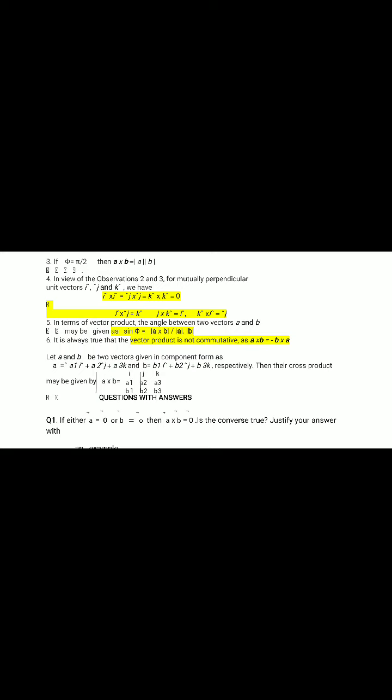Now if A and B are two vectors represented by A1 i plus A2 j plus A3 k, and vector B is equal to B1 i plus B2 j plus B3 k, then their cross product, from the above result, vector A cross vector B is equal to this determinant value: determinant with first row i j k, second row A1 A2 A3, third row B1 B2 B3, and we will find the determinant value of this.